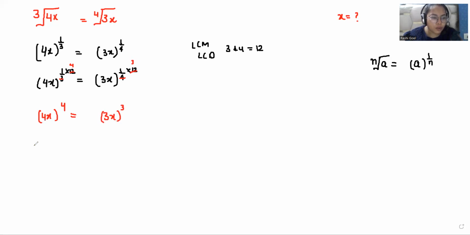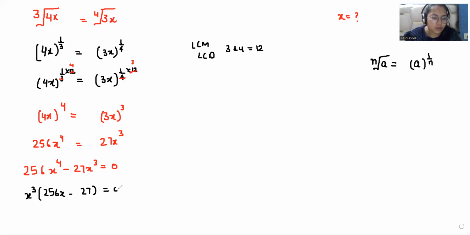Now 4 cube is 256, so 256 x power 4 is equal to 3 cube, which is 27 x cube. Now I'm taking both the terms together. So 256 x power 4 minus 27 x cube is equal to 0. From both the terms, I can take x cube as common. So x cube times (256x minus 27) is equal to 0.